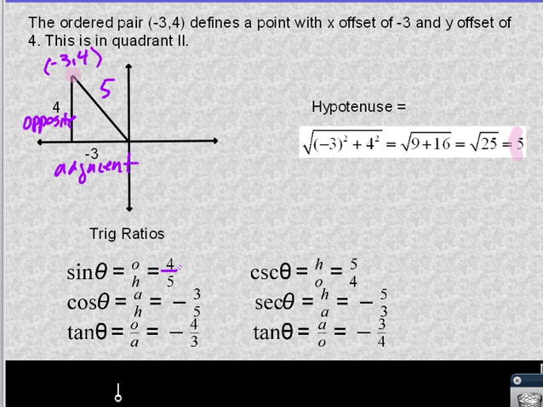So cosine is going to be a negative 3 over 5. Tangent's going to be a negative 4/3. Cosecant is positive. Secant is going to be a negative 5 over 3, and again, this should be cotangent, is going to be a negative 3 over 4.